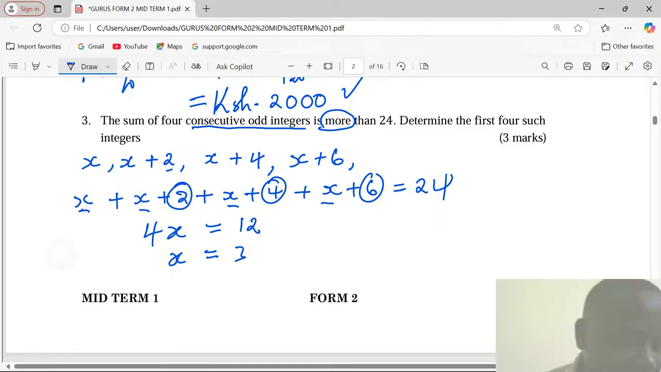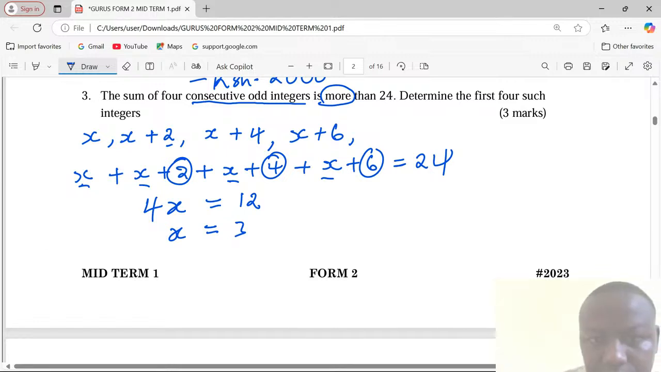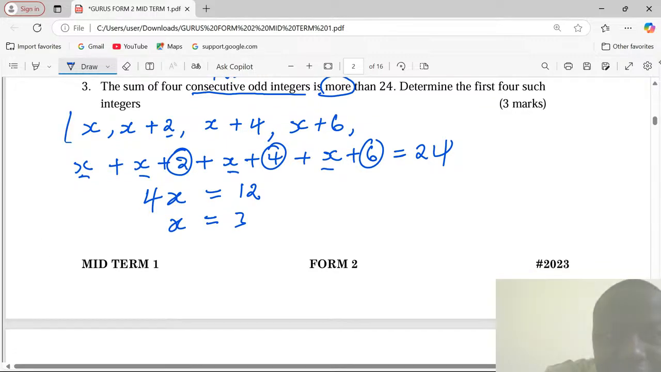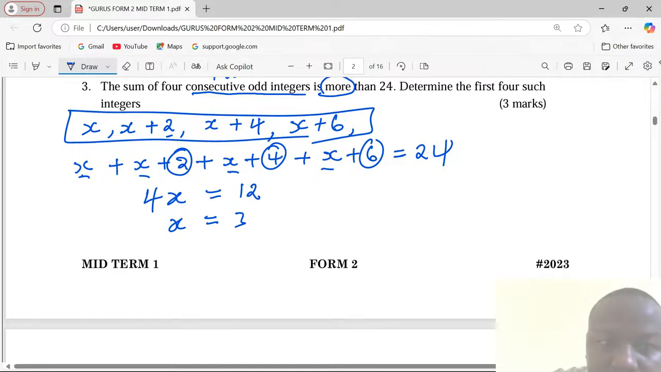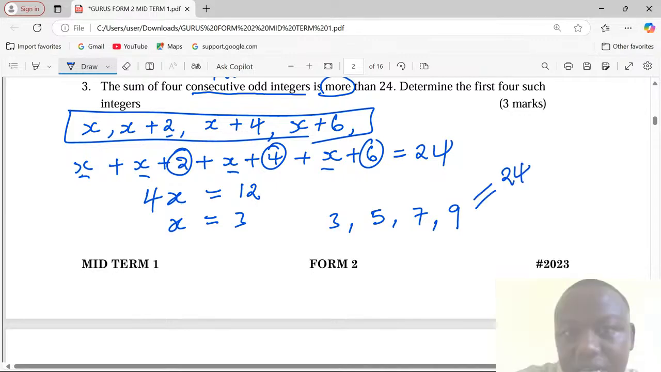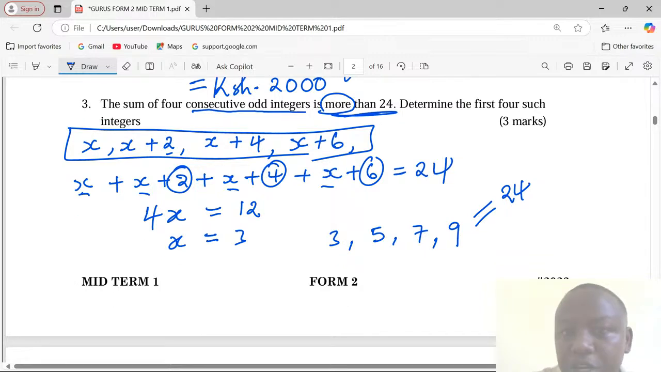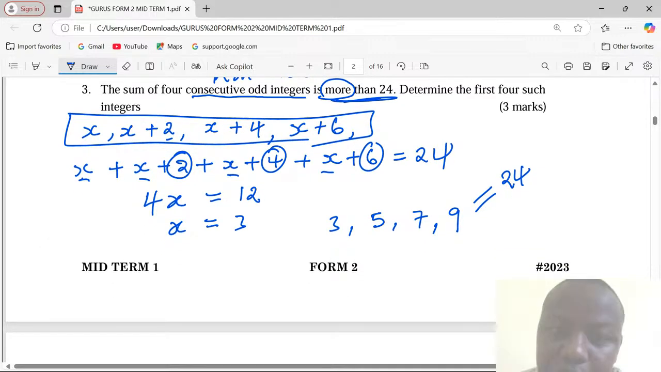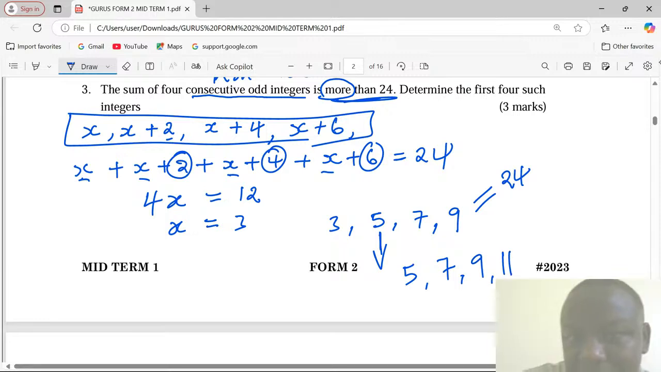So if the value of x becomes 3, then the integers that we have added at this point will be 3, the next one becomes 5, then when we add 2 again, 7, then 9. Now, these 4 integers give us 24. But we want integers which will give us more than 24. So the first integers to give us more than 24 should begin from 5: 5, 7, 9, and 11. These are the integers that we want.